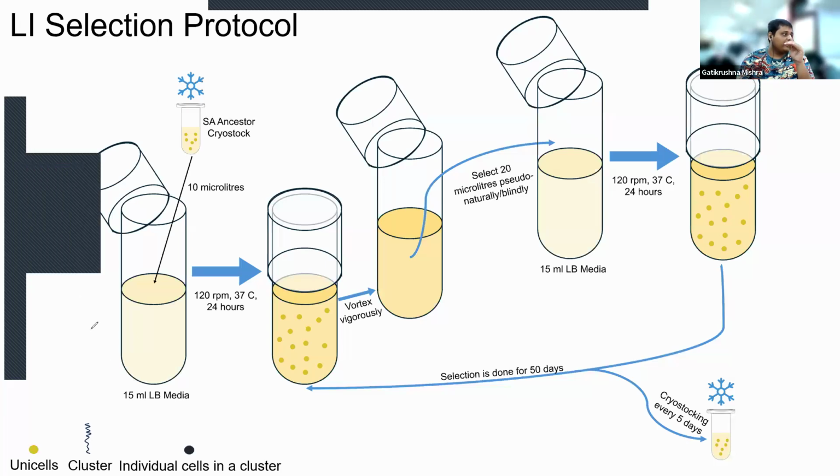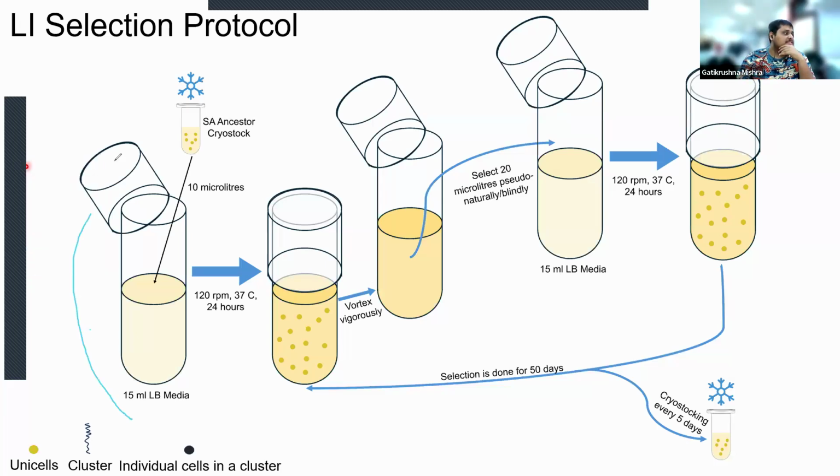It was supposed to be a control, right? So in LI, it is very simple. We take 15 ml low salinity media. We grow bacteria in it for 24 hours. They grow unicellularly. We vortex vigorously so that even if there is some multicellular cluster, we do not select it.